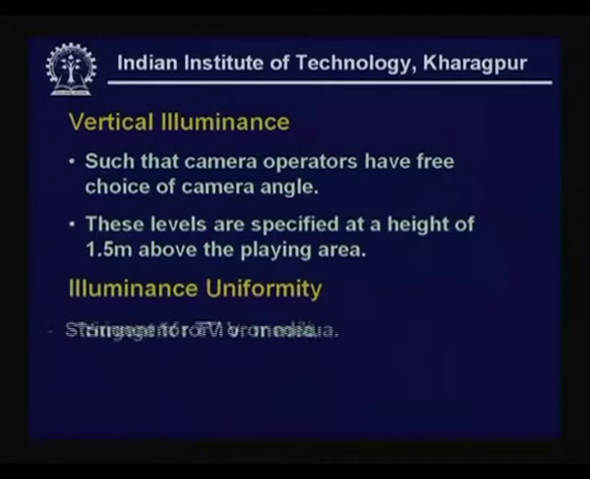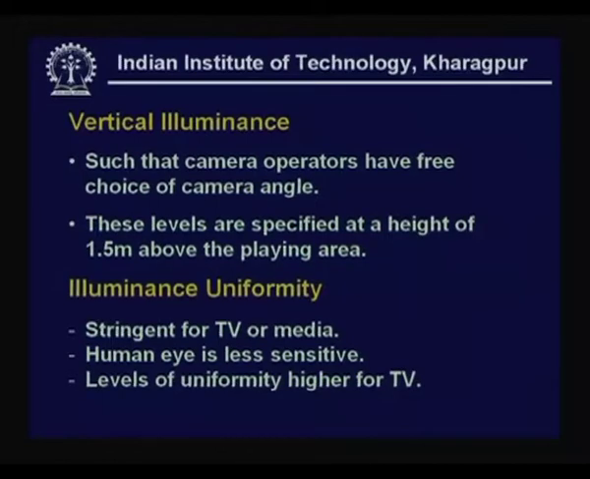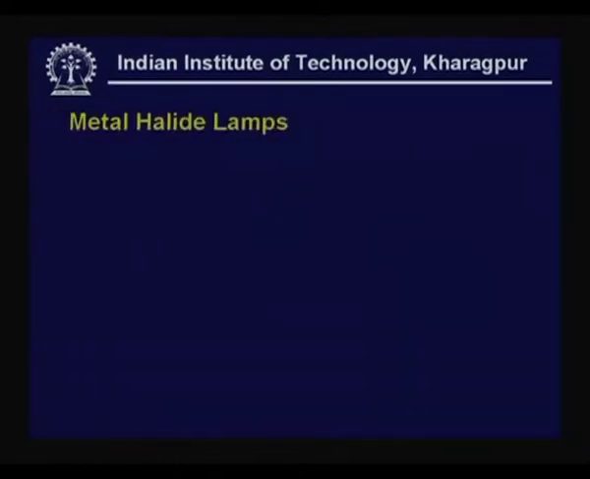Now, the levels specified are at 1.5 meters above the play arena. The illuminance uniformity we have seen has varied from 0.3 to 0.6. We saw it was higher for high definition television, or HDTV, requirements than for normal sport requirements or even national and international TV coverage. So, it is stringent for TV or media. The human eye does not really bother so much. Uniformity levels are higher for TV.